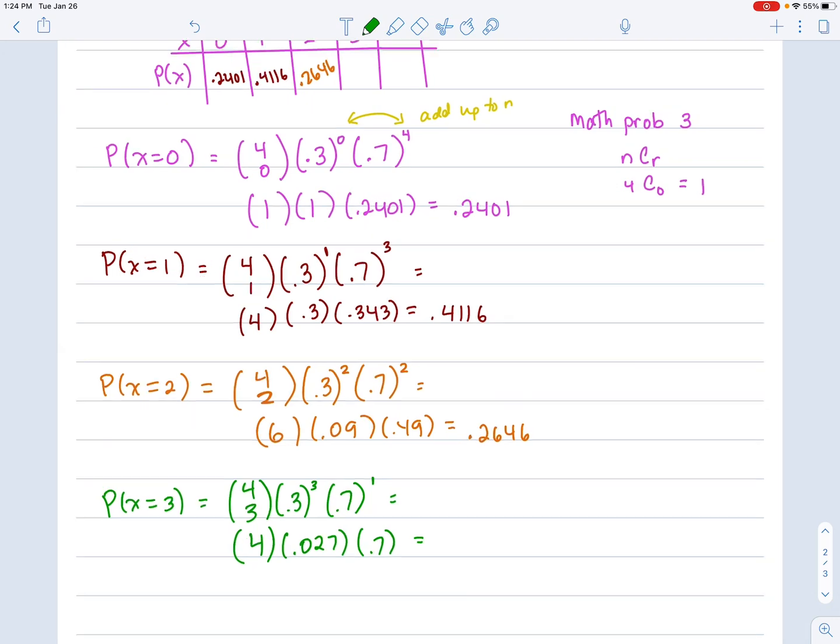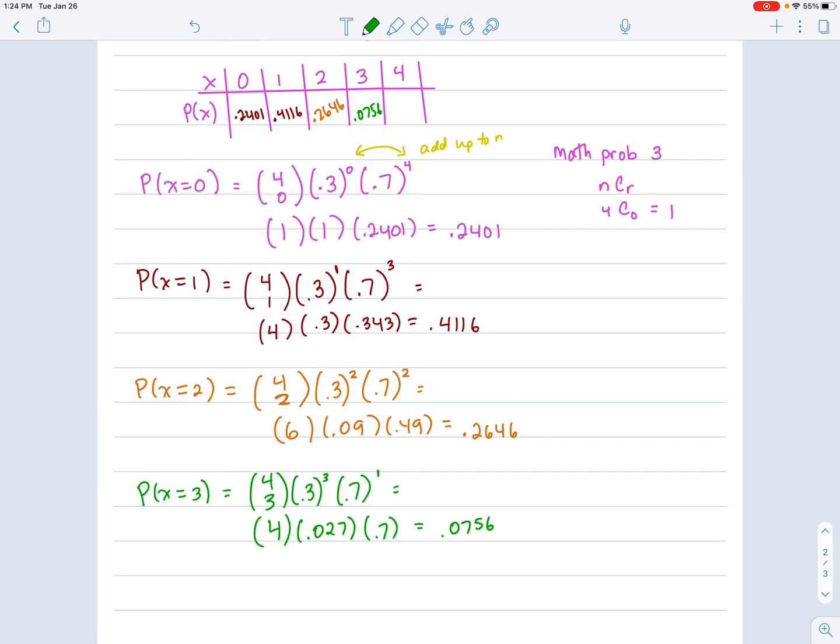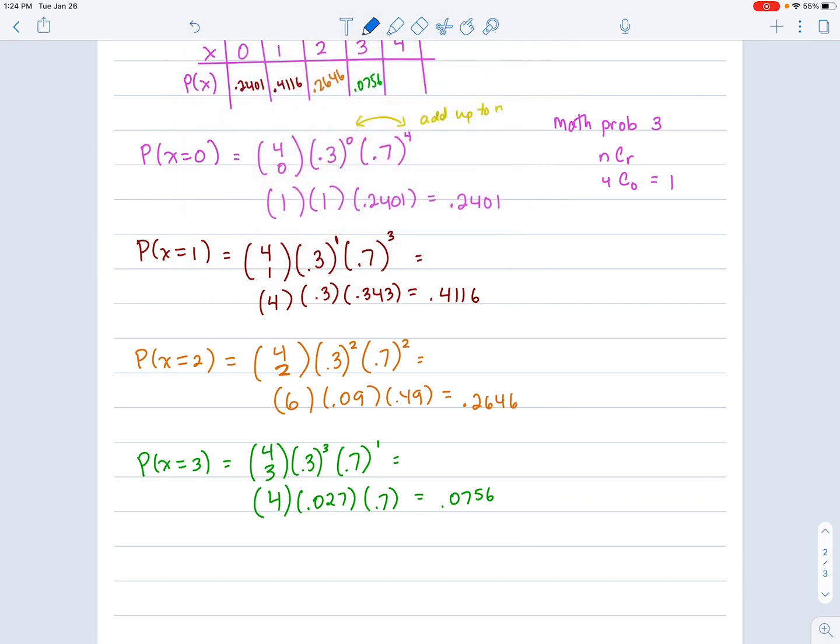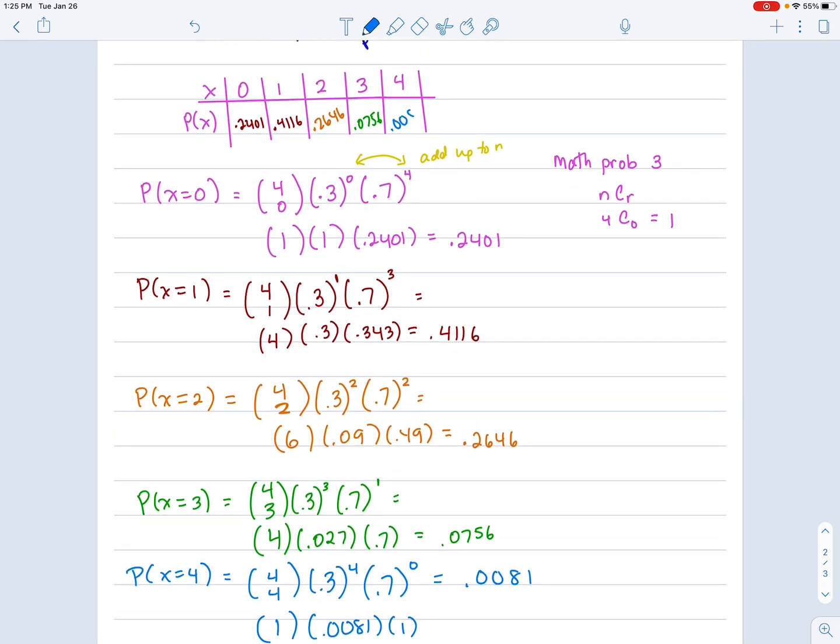And that's 0.0756. So that's the probability here. And then the last one is when x, which is really the same as k, is 4. And that's going to be 4C4, or 4 over 4 like that, 0.3 to the fourth power, 0.7 to the 0. 4C4 is 1. This is 0.0081. This is also 1. So that comes out to 0.0081. So that's our probability distribution.